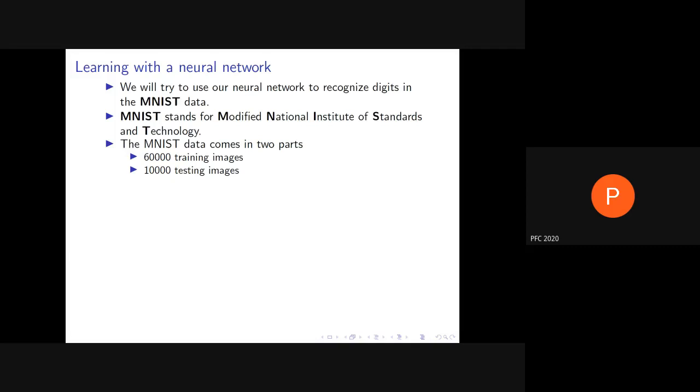So one important quality check is that the people who wrote down the training images are not the ones who wrote down the testing images. Again, both sets were written down by US postal workers and school children, but different sets of school children, different sets of postal workers.